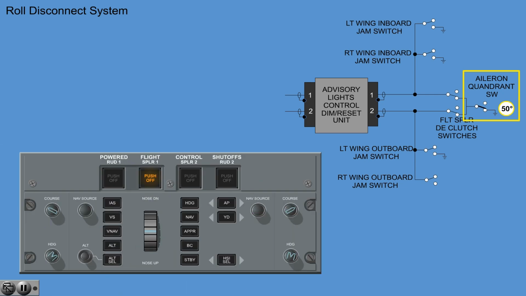The spoiler 1 and spoiler 2 switch lights come on, indicating a jammed spoiler. Pushing the 2 switch lights depressurizes the spoiler PCUs, allowing the jammed spoiler panels to retract flush with the wing surface.